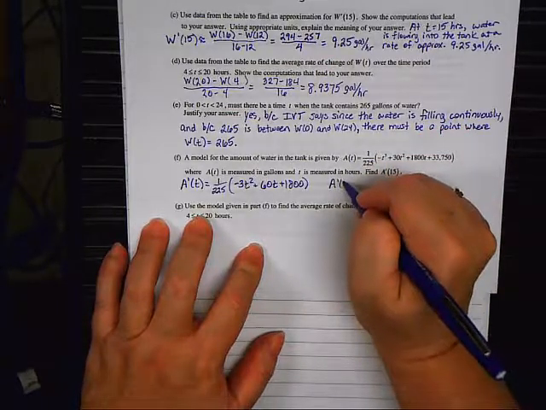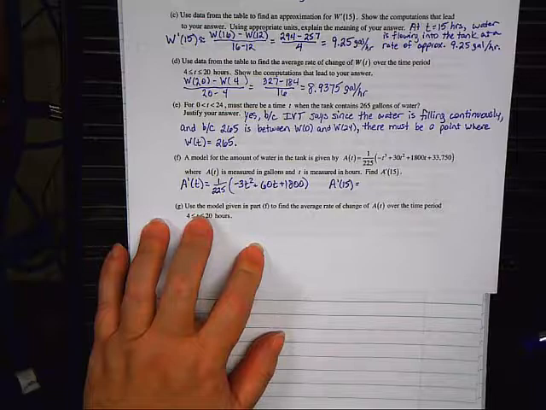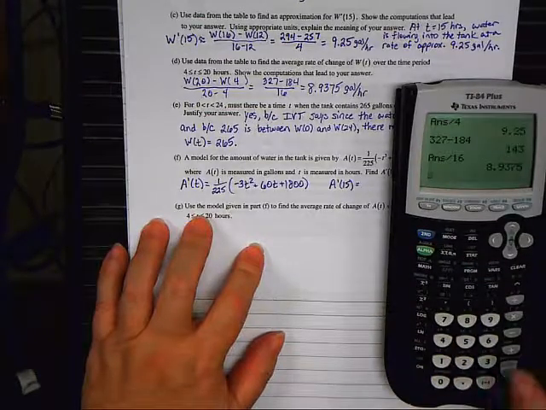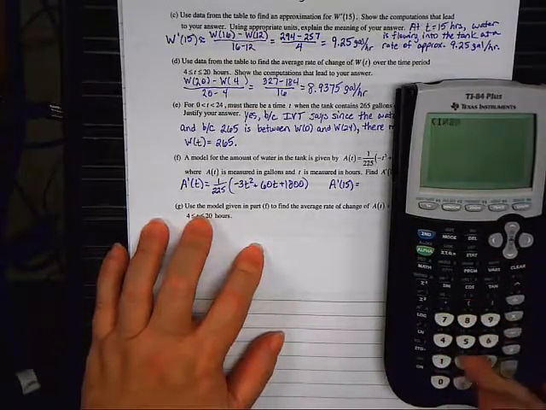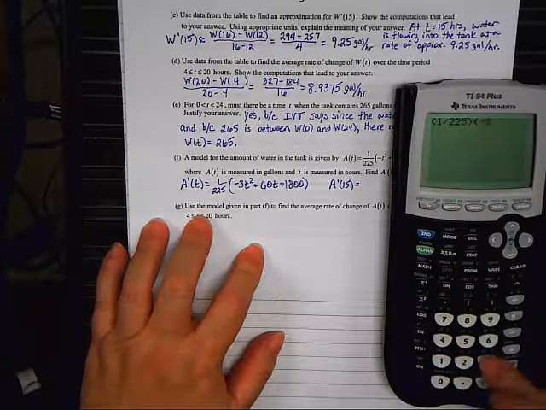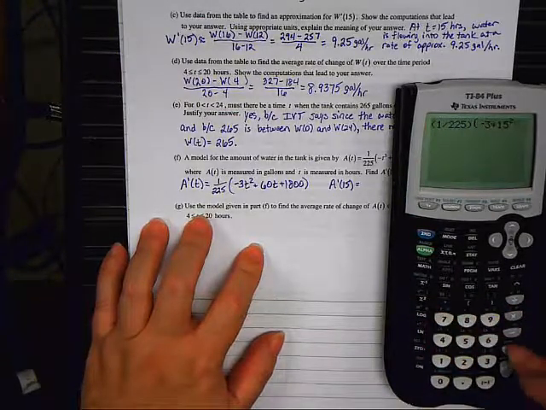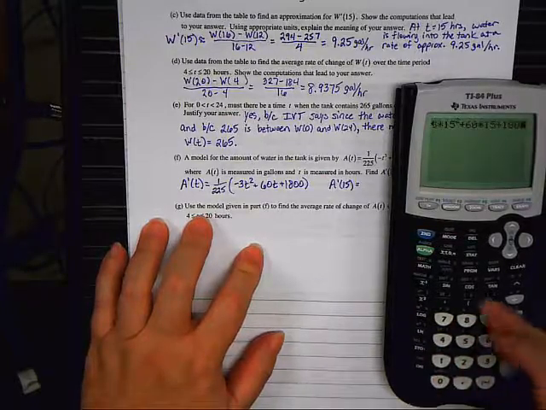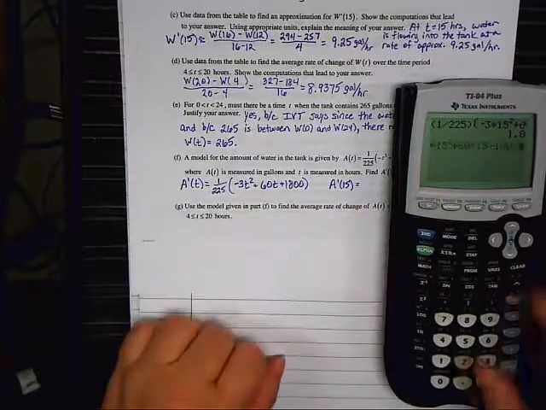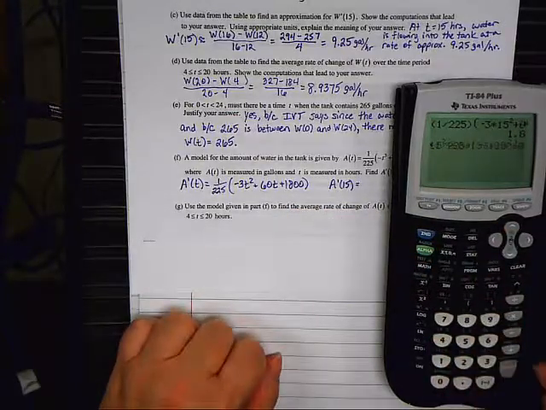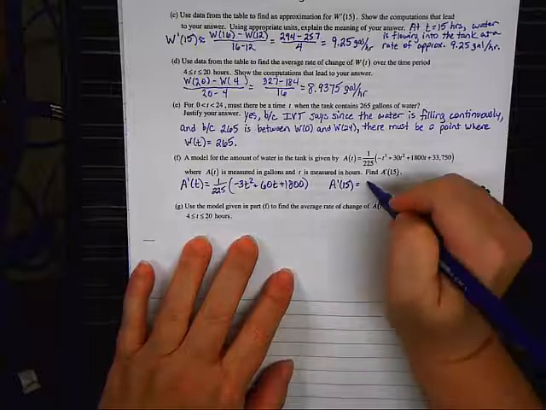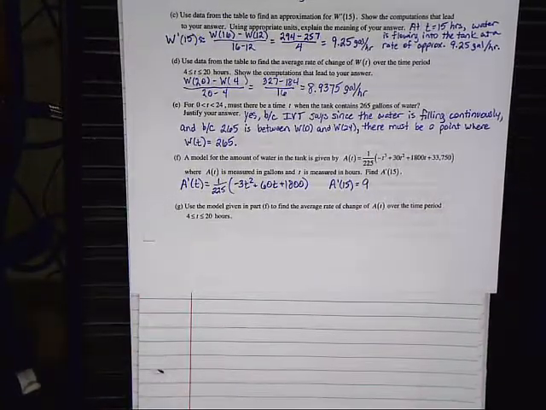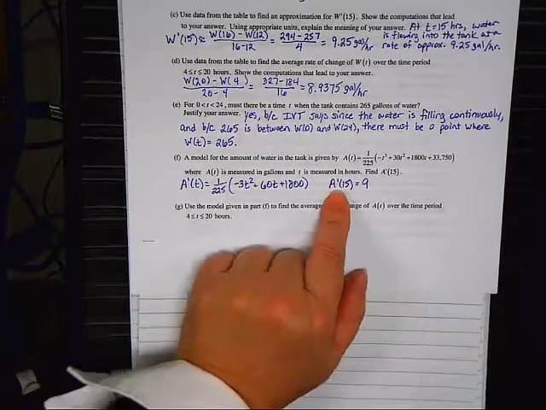A prime of 15 equals. Now I'm going to use a calculator to do this. So parentheses 1 over 225, negative 3 times 15 squared, plus 60 times 15, plus 1800. Oops, darn it. I've got 180 instead of 1800. 9, exactly. 9 what? Gallons per hour. Why? Because it's a rate of change. It's a derivative.